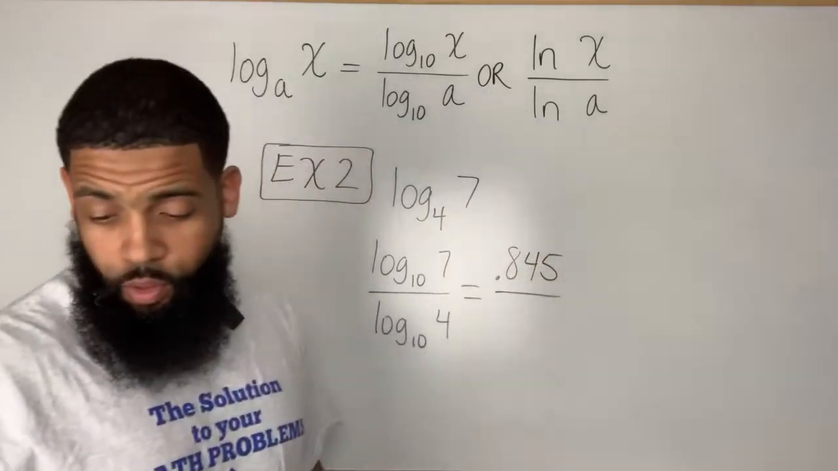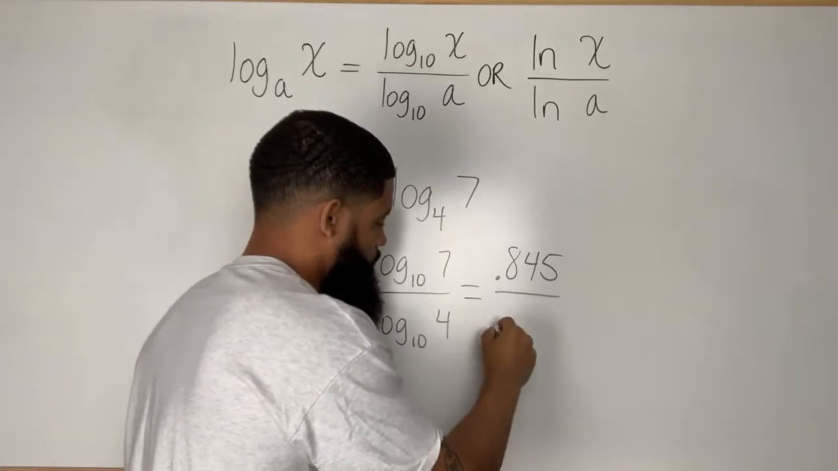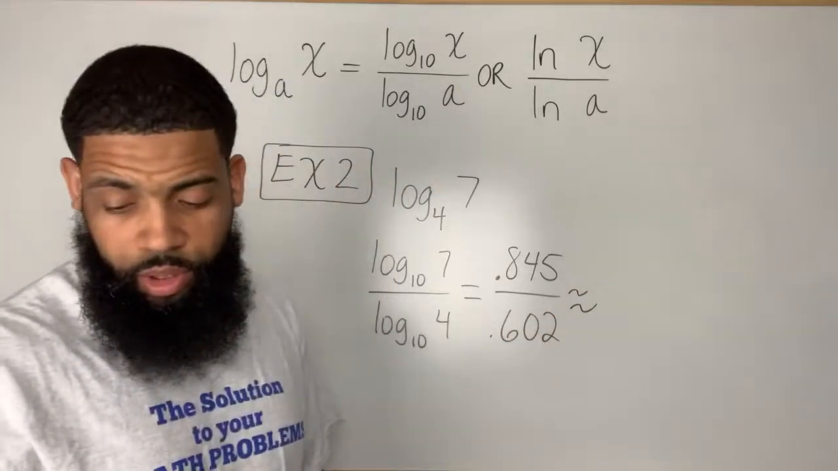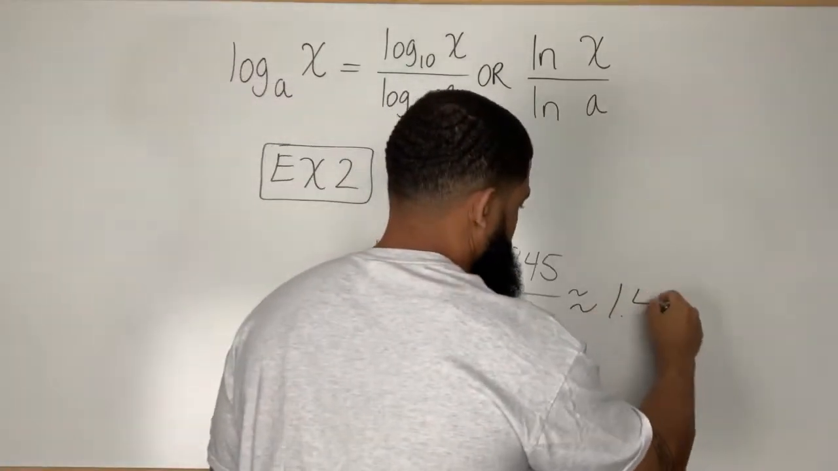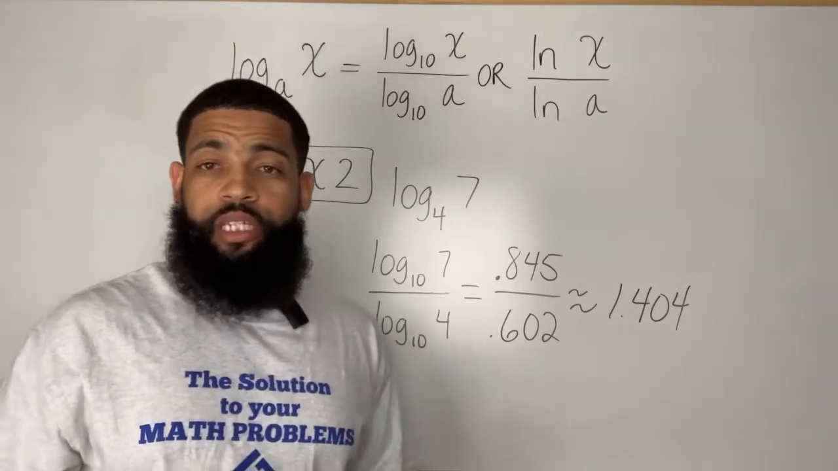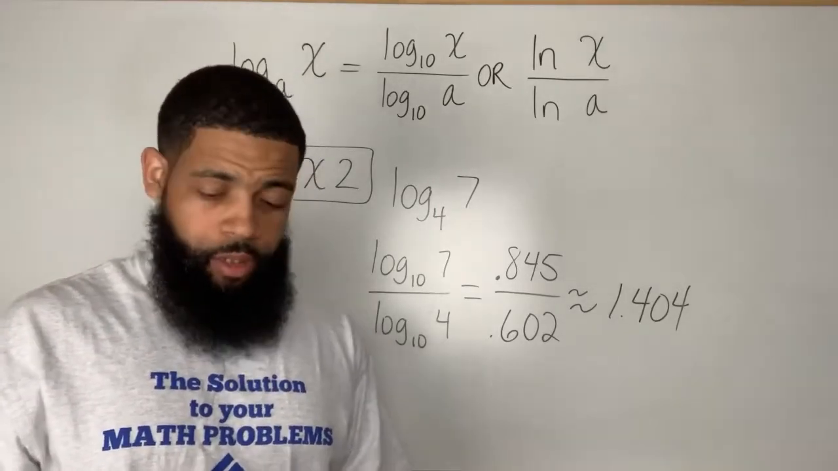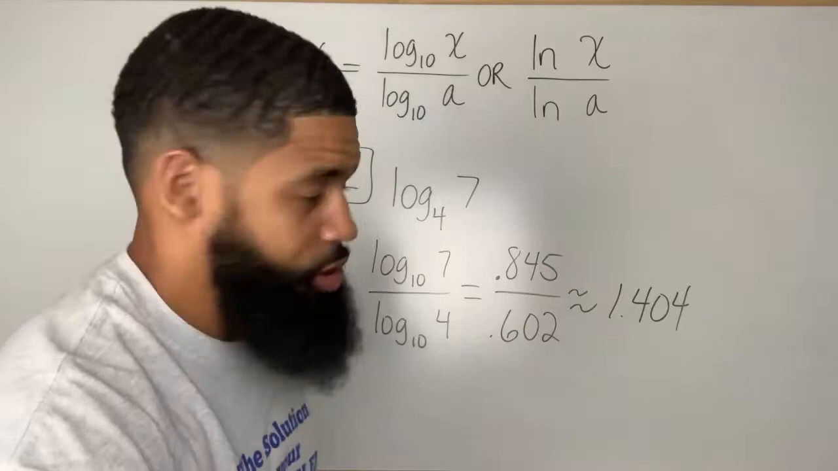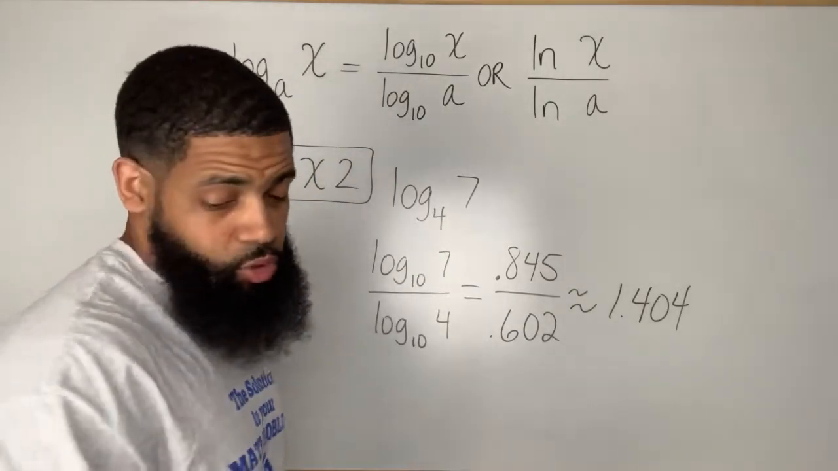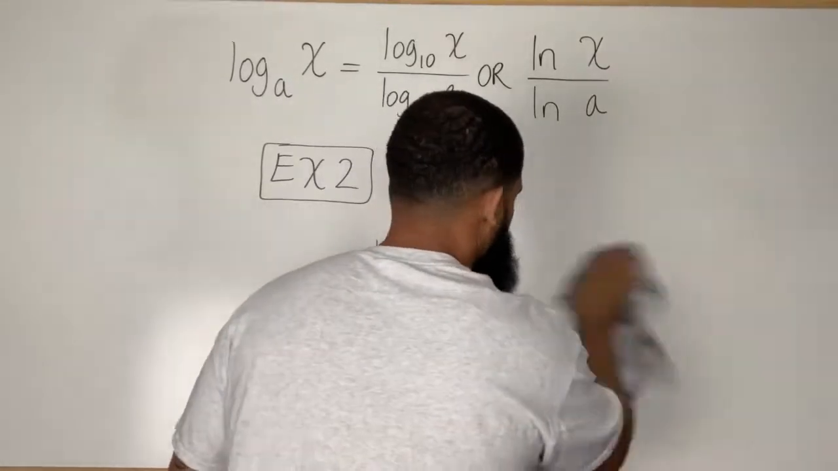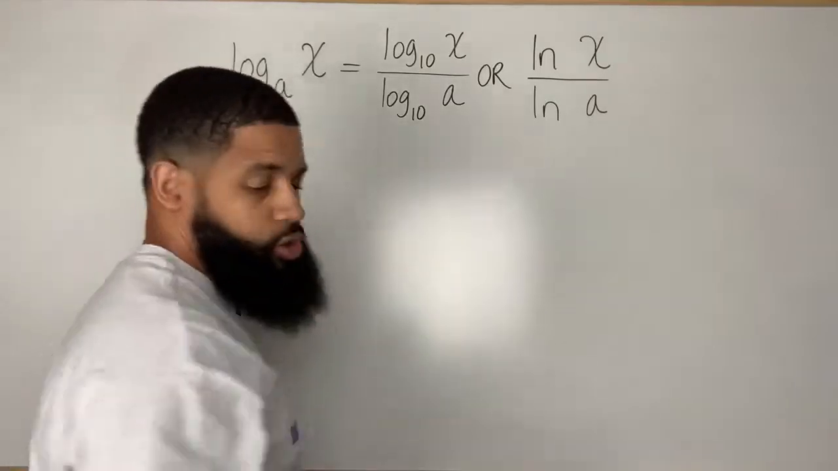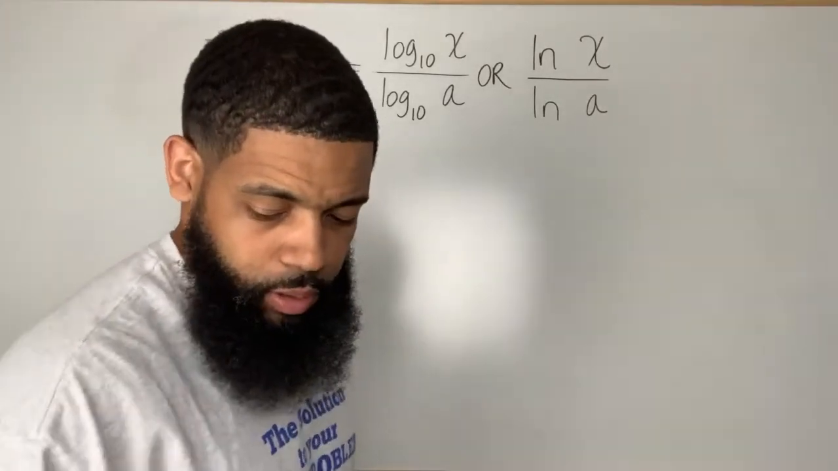Log base 10 of 4 is actually 0.602. And if we divide those, the approximation is 1.404. Notice we're rounding that off to 3 decimal places. All right, so same concept, but just a different value. Now, I'm going to do these other two using the natural log. And so by doing the natural log, so that you can see, I'm going to work both ways.